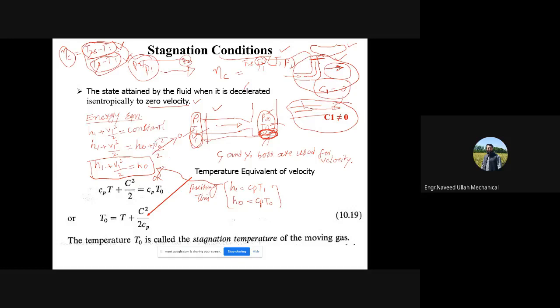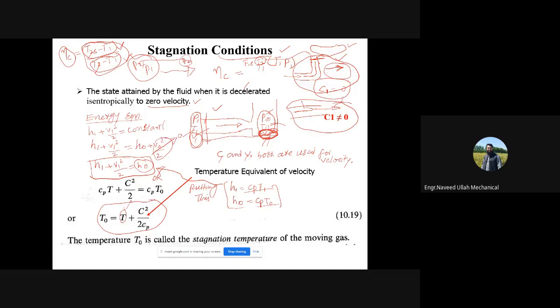So this whole term will become zero and you will see that H1 plus V1 squared by 2 is equal to H0, right? And you know very well, H1 is equal to CpT1 and H0 is CpT0. So you just need to put them over here and simplify. You will see that your T0 is equal to T plus C squared by 2Cp. So this is what?